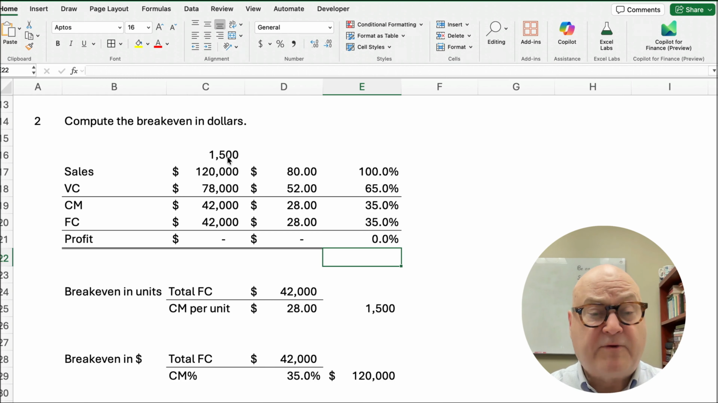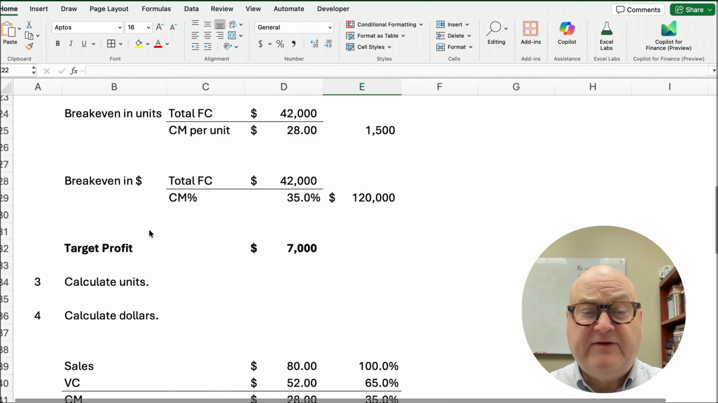We're trying to do target profit, but we have to understand break even comes first. So break even point, if we sell less than 1,500, we're going to lose money. If we sell 1,500, then we're going to have 0 profit. And if we sell more than that, we'd have a profit. So let's make it more interesting.